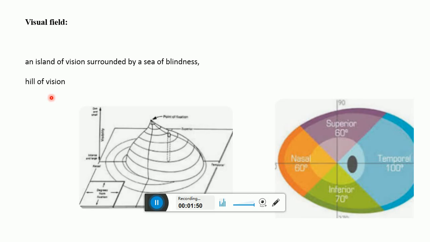Considering its three-dimensional aspect, the apex of the hill of vision is the area with the highest retinal sensitivity. Here you can see the apex, and it represents the fovea. The sensitivity decreases as we move to the periphery of the retina. Here you can see to the nasal side, it decreases abruptly.